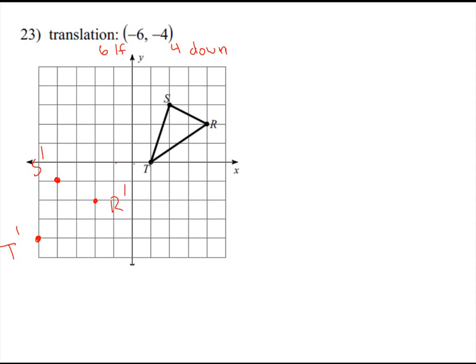R prime. And like I said before, your shape should not change size. Basically, all you're doing in a translation is moving it right, left, up, down.